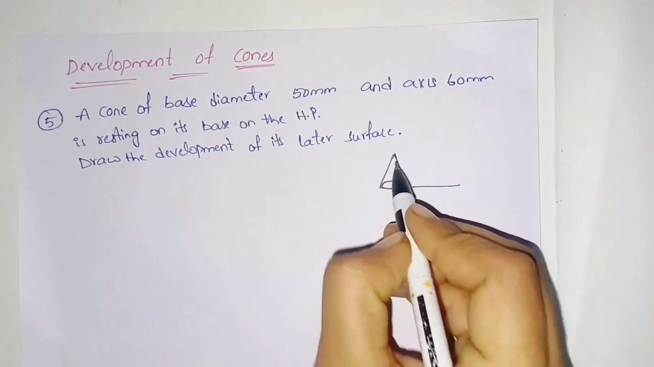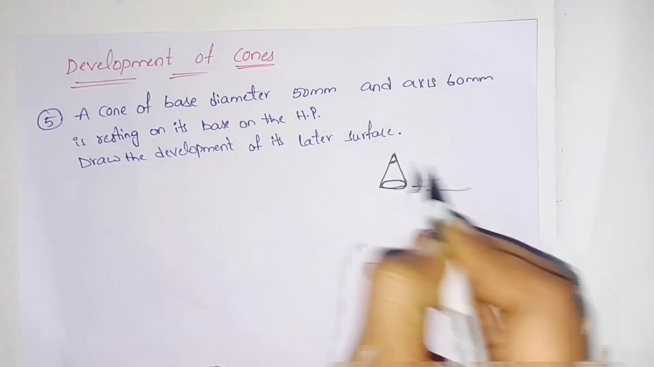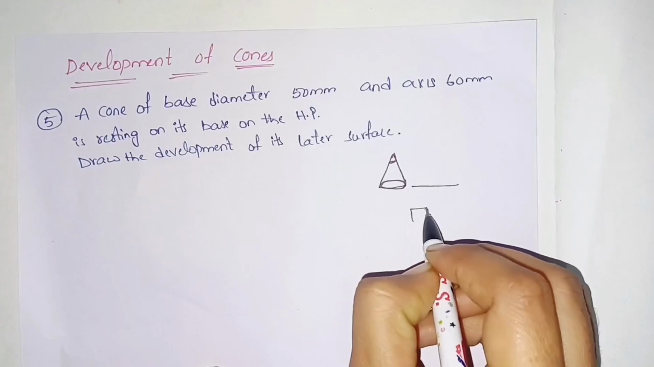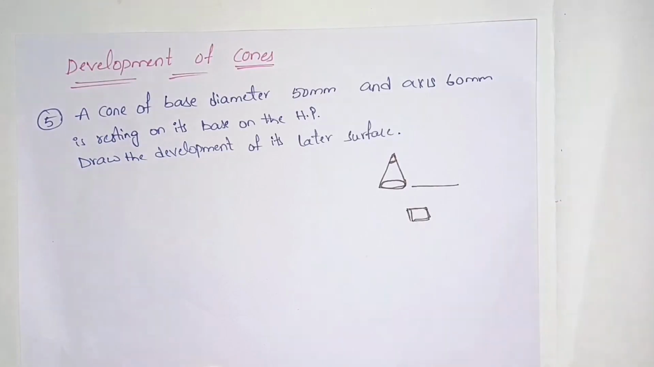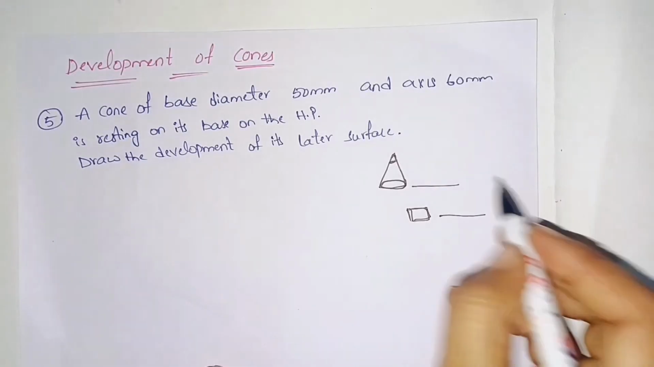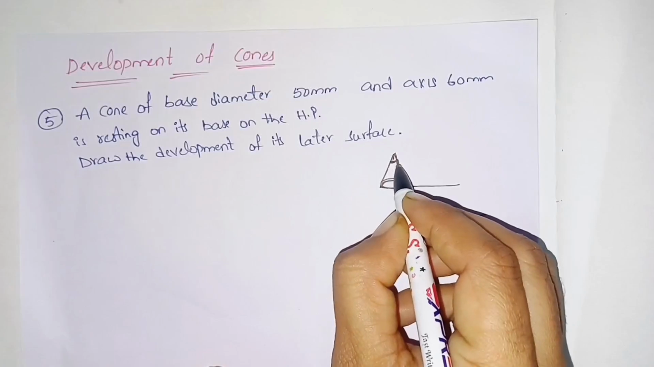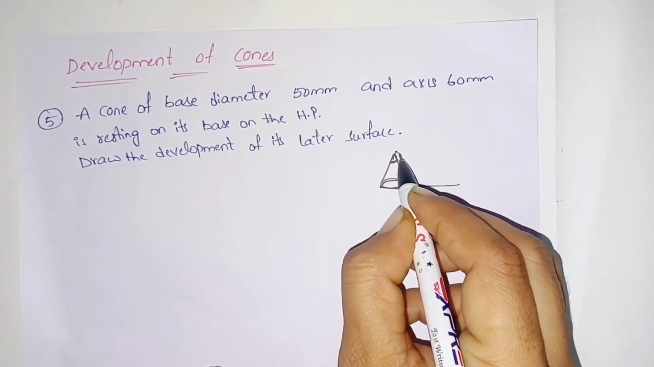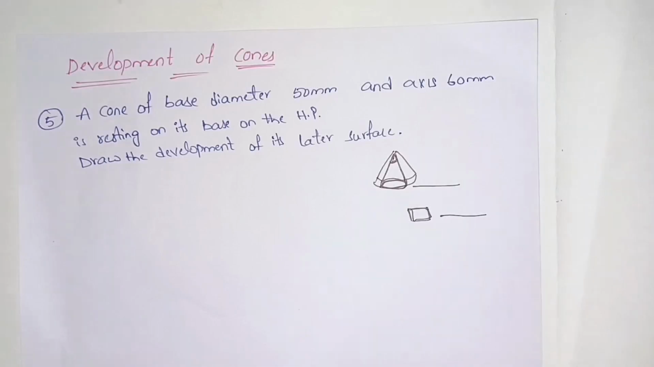Means there is a difference. You have to calculate the angle. In the case of developing a square prism, you have to calculate the surface length. But here, to develop the cone, you have to calculate the theta value, then only you have to calculate the faces of the cone. So we have to calculate the theta value first.